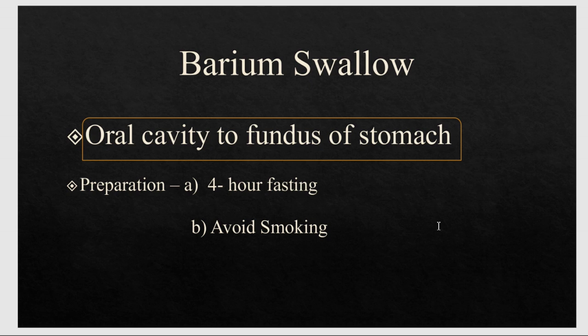And what is the preparation before going for this barium swallow? We are just discussing the important points here. Patients should be having at least 4-hour fasting for this study, and advise the patient not to smoke. These two advices at least must be there for this barium swallow study.